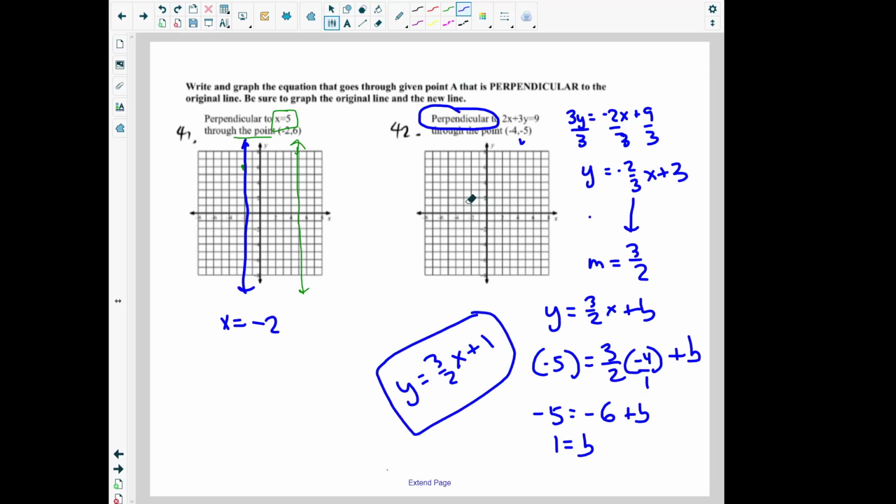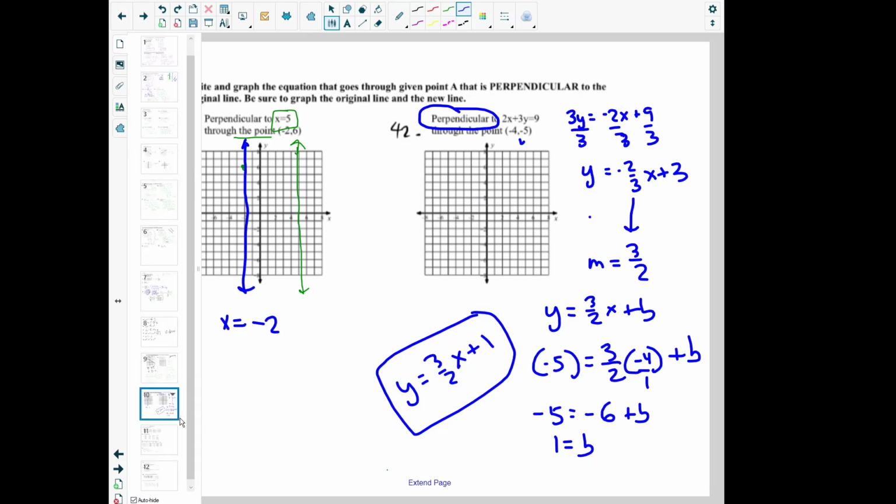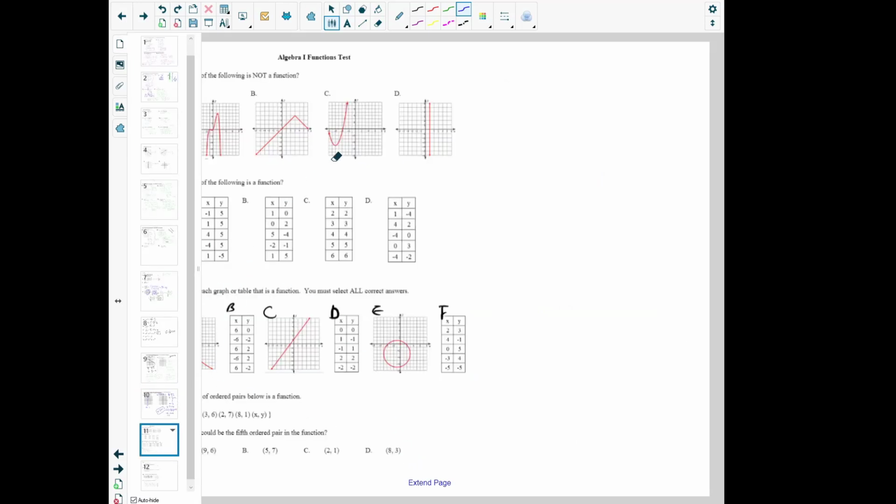I'm not going to bother to graph these either. You can check them on Desmos just to save a little bit of time. Okay, really quick on this slide, let's take a look.